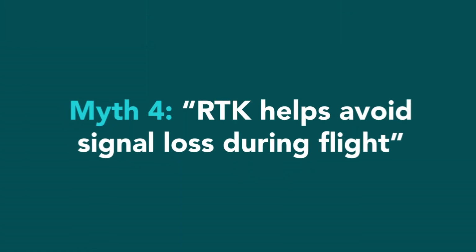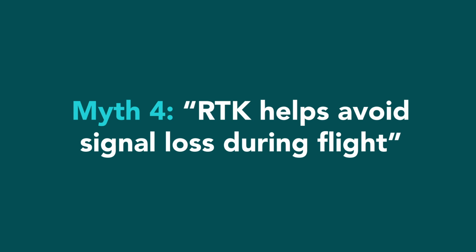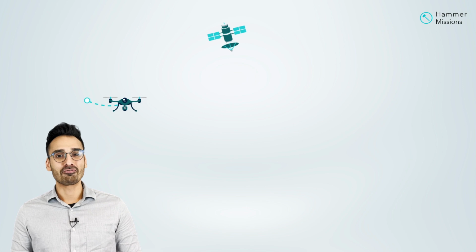Myth number 4. So if I use RTK, that's going to help me avoid signal loss during flight. Again, not true. So RTK systems are real-time kinematic systems, and what they do is they correct for positioning error that drones' normal GPS systems suffer from. So they're more of a correction mechanism for positioning. They don't necessarily boost the satellite signal to your particular drone.